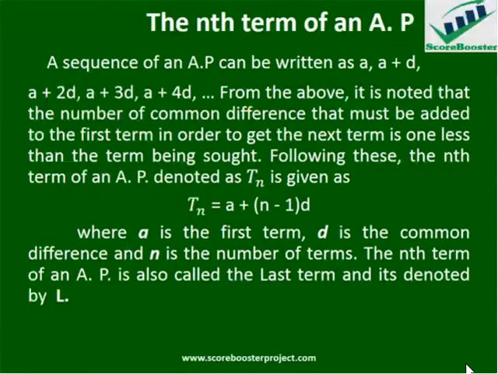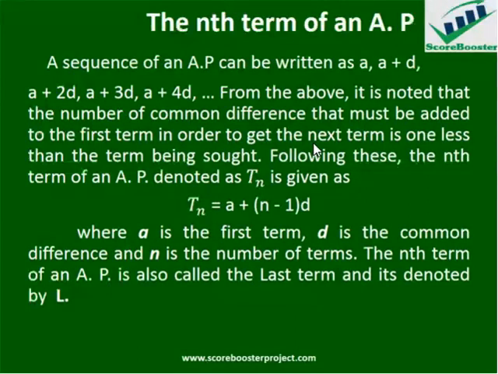Also, for the fourth term, the term being sought is the term number 4. You subtract 1 from 4, we add 3 common differences to the first term, and so on. So that is why they said the number of common differences that must be added to the first term in order to get the next term is 1 less than the term being sought. That is, to get T4, you subtract 1 from 4, so you add 3 common differences to the first term.